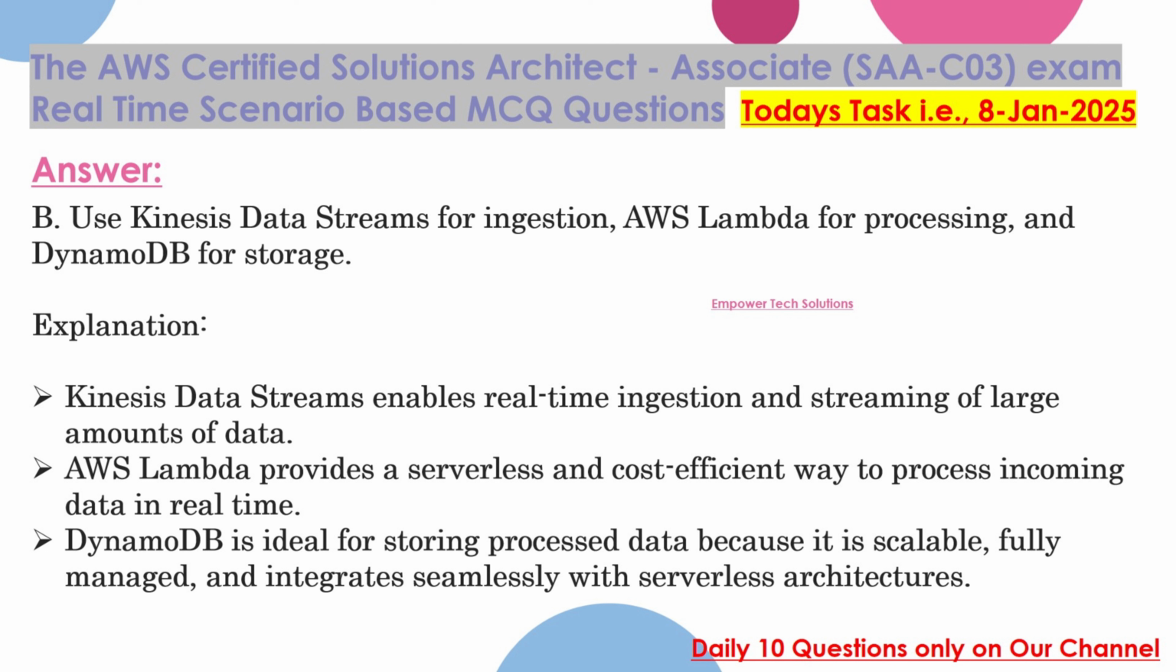Explanation: Kinesis Data Streams enables real-time ingestion and streaming of large amounts of data. AWS Lambda provides a serverless and cost-efficient way to process incoming data in real time. DynamoDB is ideal for storing processed data because it is scalable, fully managed, and integrates seamlessly with serverless architectures.